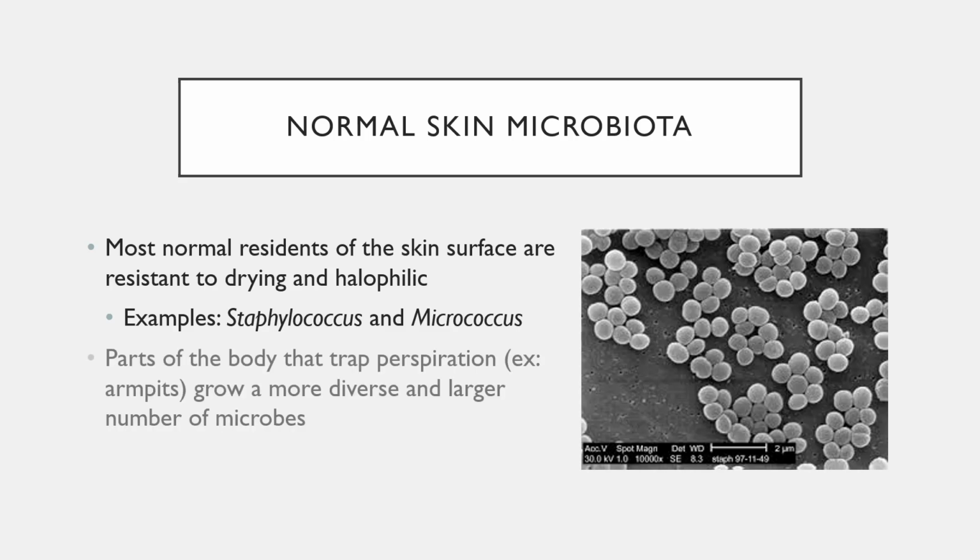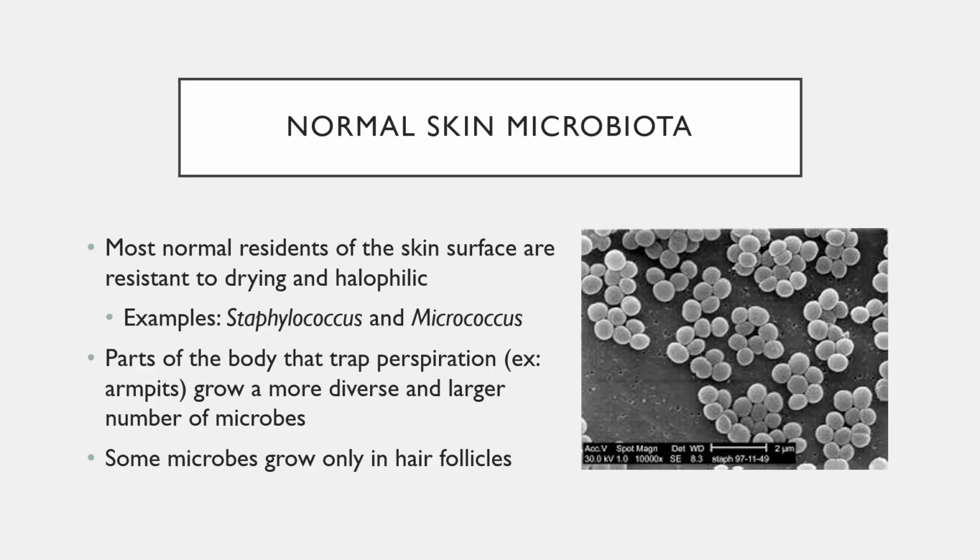Parts of the body that trap perspiration, for example, your armpits, tend to grow a more diverse and larger number of microbes than other parts of the skin, because the greater availability of water means that there's less limitation in terms of which types of species are able to grow. Some microbes only grow inside of hair follicles, and these species also have to exhibit special qualities.